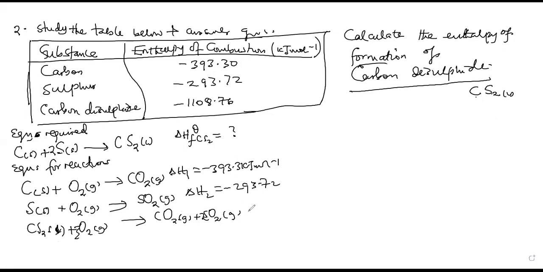And this is the H3, which has been given as negative 1108.76 kilojoules per mole. After treatment of this equation, we have to compare with the equation required and see if it gives us the equation. So we have to check. Carbon, we have one. In the equation required, we have one, and the equation for the reaction also has one. So we don't need to cancel. So we keep the first equation the way it is.